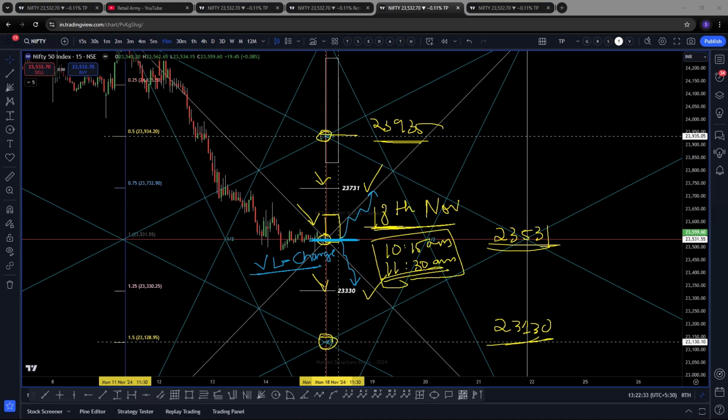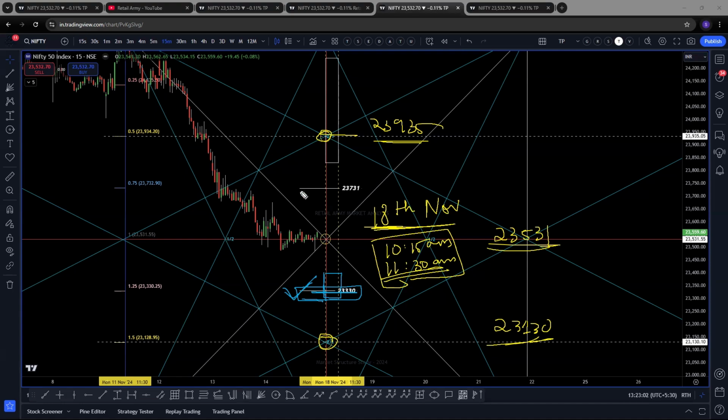Now, same time zone. What if the market touches a different level? If it touches 23,330, then this becomes your charge level. In this time zone, whichever level the market touches becomes your charge level. So price has to touch one of the levels in the time zone, and that becomes your charge level.